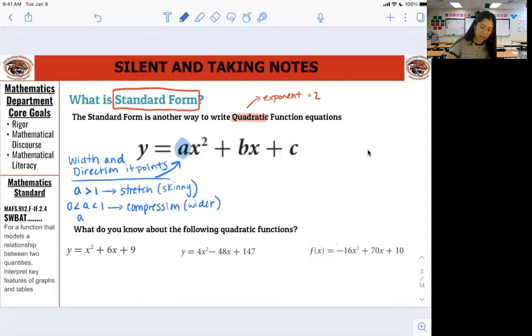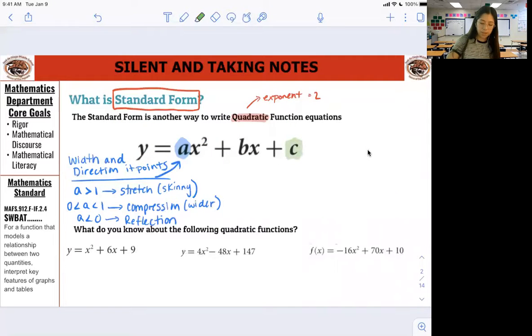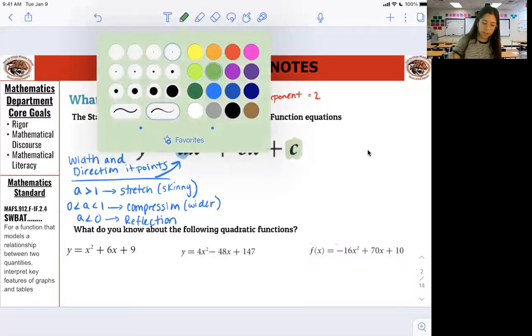And if A is a negative number less than 0, what happens? It'll be a reflection. Okay, so that's exactly the same as vertex form. It's the same information. Now, the other thing that I can know from this equation is the c, the constant. This number is my y-intercept.